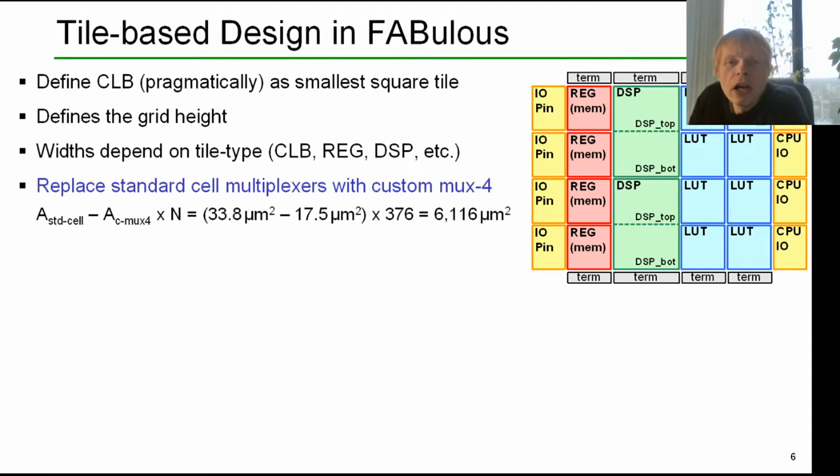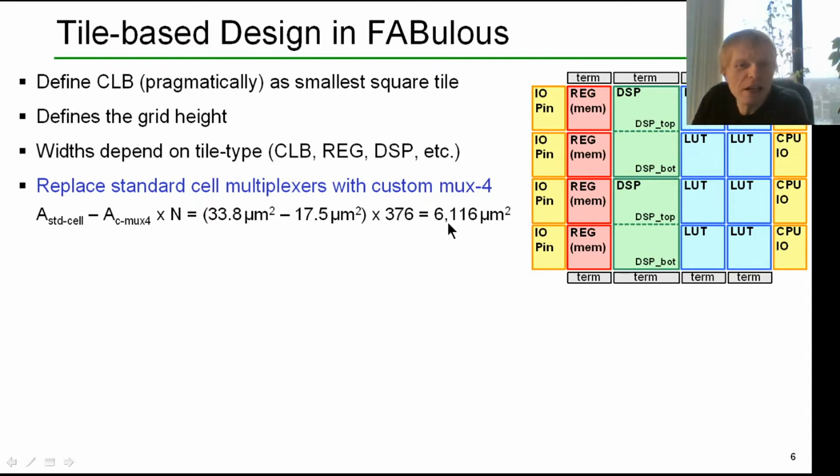Okay, now what we started was just looking here at CLBs. We replaced the standard cell multiplexers with our own custom multiplexers. And to make life easy, the FABulous routing fabric is mostly designed around MUX4s for input multiplexers. And that's not unusual. There is somewhere a sweet spot by using 4-input multiplexers.